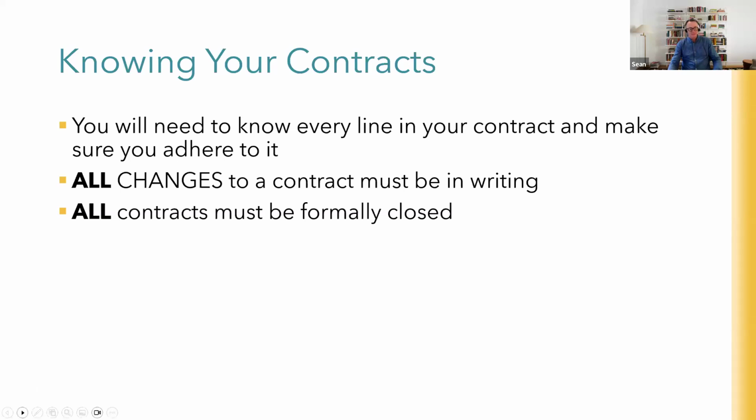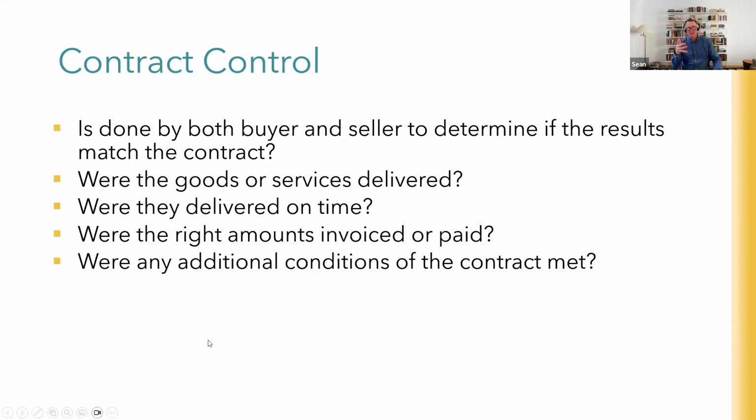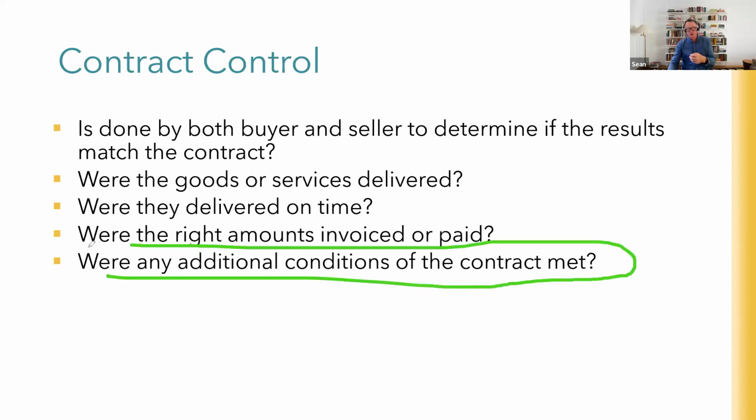So there we are. But contract control actually should be done by both the buyer and the seller, by the way. It's a process that you do constantly. Everybody's reading them, those performance metrics, the delivery criteria, the non-performance determination clauses. They're always checking were the goods and services delivered as per the agreed plans and scopes, were they delivered on time, were the right amounts invoiced and paid, were any additional conditions of the contract met. Everybody should be doing this.